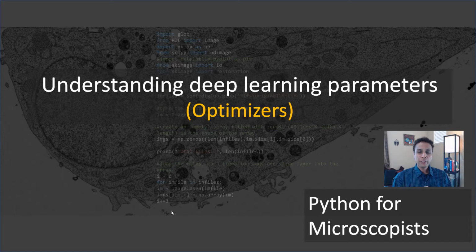In the last tutorial, we had a quick look at loss functions. Again, for regression, mean squared error is quite common, and for classification, cross entropy is the most common one that you use in deep learning. Now, in this tutorial, let's talk about optimizers.